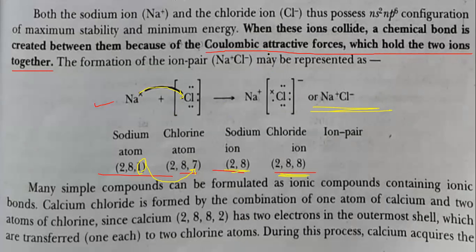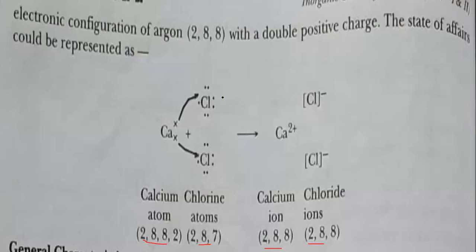So when these ions collide, a chemical bond is created between them because of Coulombic attractive force, which holds these two ions together. Similarly, there is the formation of calcium chloride. If you see in the outermost shell, there are 2 electrons for calcium. Here, 1 electron is less for one chlorine atom. So one of the electrons from these two goes to this chlorine, and the other electron goes to this chlorine. What happens now? Chlorine is in the complete octet state. Calcium is also in the completed state of octet. So this is why there is a formation of ionic bond.